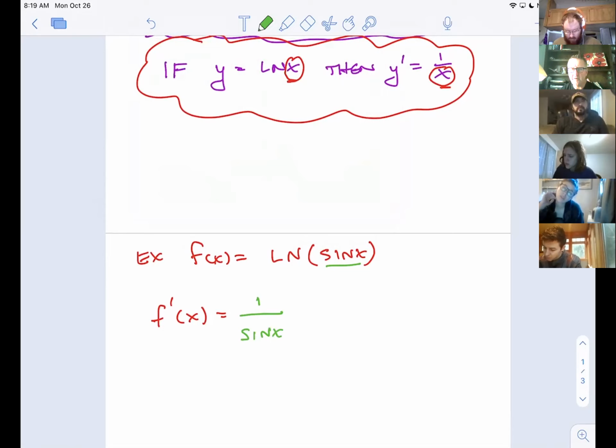But chain rule says you're not done. What do you still have to do? Multiply it by the derivative. Multiply it by the derivative of the junk, because that's why I keep using the word junk, because it's complicated. It's confusing. It's not just x. Times the derivative of sine of x, which is cosine of x.